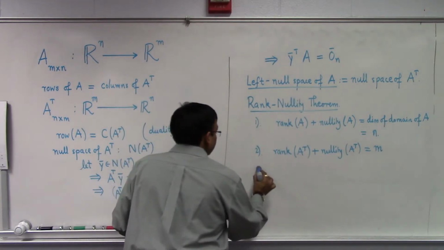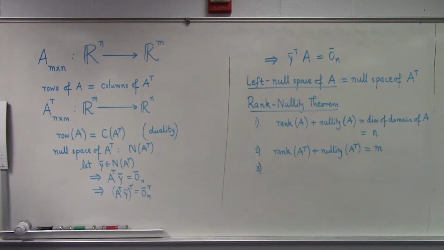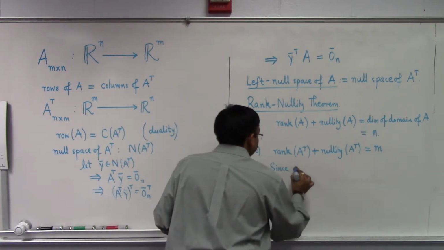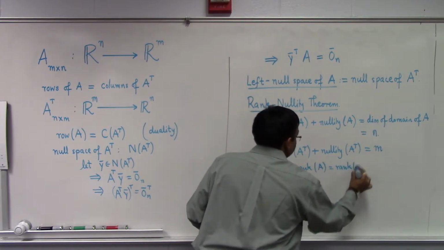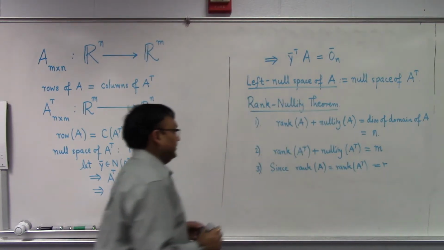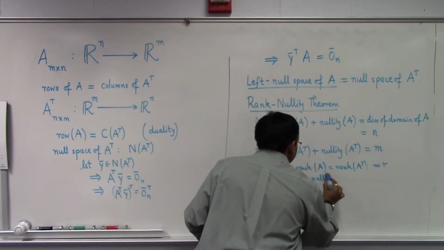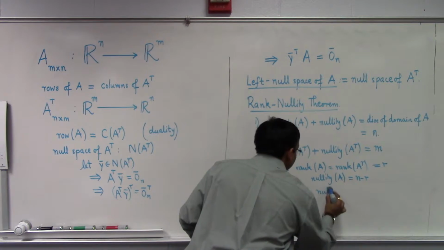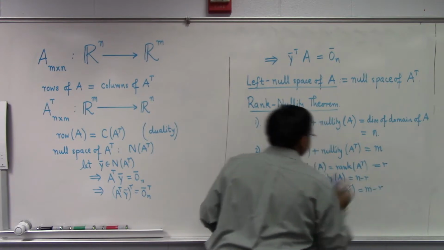Now keep in mind, how did we define the rank of A? The number of pivot columns or number of pivot rows. In that case, the rank of A must be the same as the rank of A transpose. Let's denote this number by r. This tells us that the nullity of A would be n minus r, and the nullity of A transpose would be m minus r.